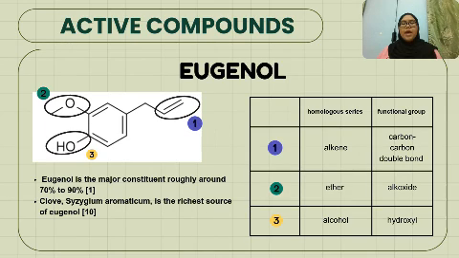Next, we have ether. Ether has the functional group of alkoxide. We can observe this by the presence of oxygen. And lastly, we have alcohol, which has the functional group of hydroxyl. We know that it is a hydroxyl because of the presence of oxygen and hydrogen.